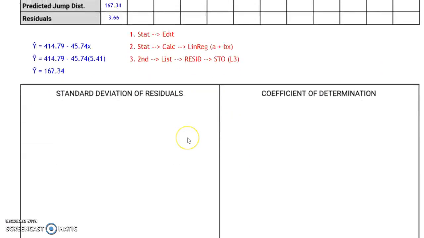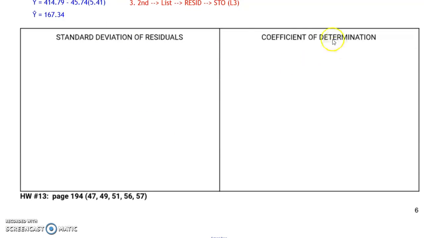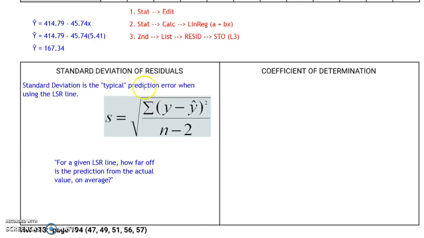Next, we have to talk about the difference between standard deviation and coefficient of determination of residuals. They both describe residuals, but in different ways. Now, this is the typical prediction error when using the least squares regression line. This is the formula for it, which should look a little familiar because it's very, very similar to the formula for standard deviation of a sample, except we're dividing by n-2. Welcome to the club. It answers the question, for a given LSR line, how far off is the prediction from the actual value on average? So it's a good measure of how far off your prediction is from the actual value. That's for standard deviation of residuals.